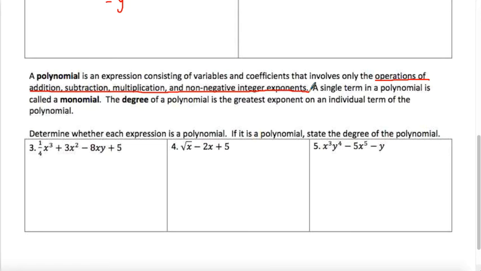So this first example, first we want to determine whether it is a polynomial. So we have 1/4 x cubed plus 3x squared minus 8xy plus 5. So even though we have this xy here, it's still a polynomial. It's not a polynomial with one variable, but notice it still meets all of these conditions: addition, subtraction, multiplication, non-negative integer exponents. And nowhere does it specify that they're going to only be one variable. So yes, it's a polynomial. And the highest exponent we have is x to the third, so it is degree 3.